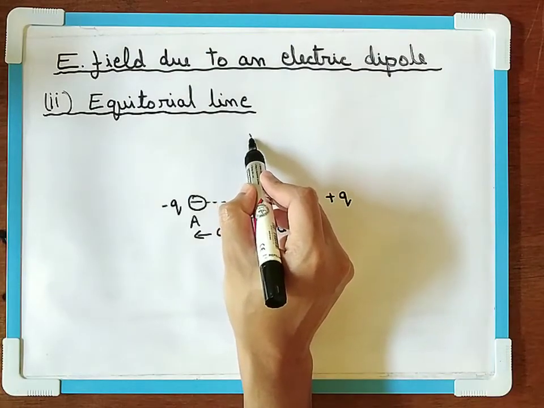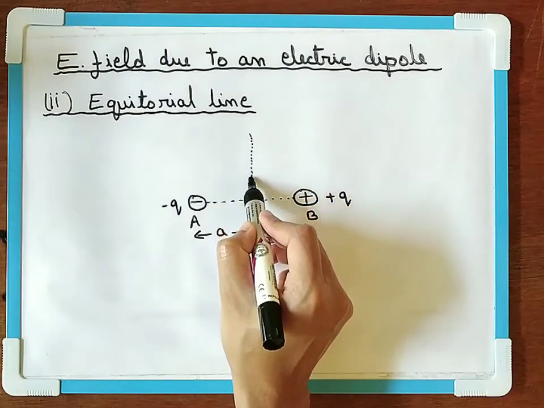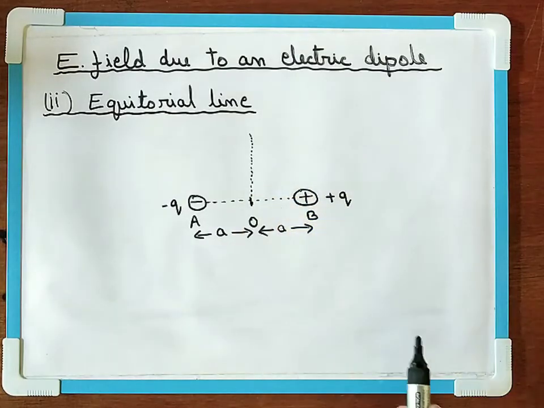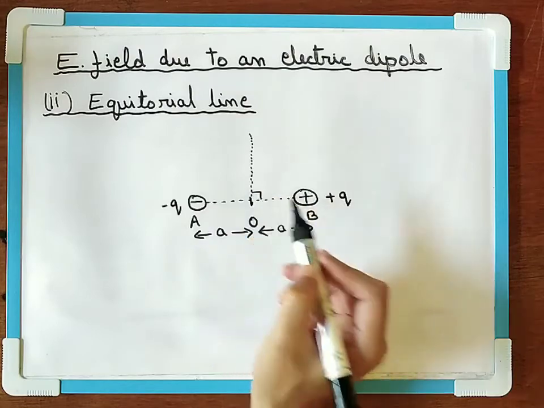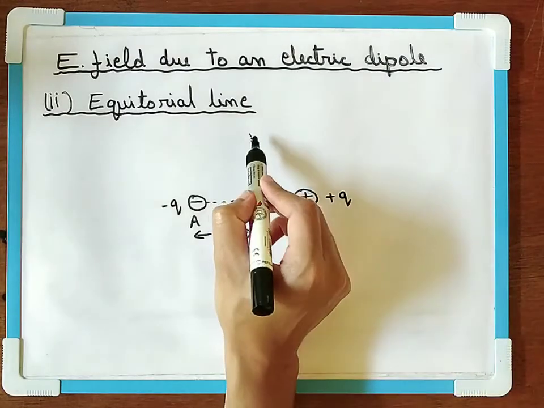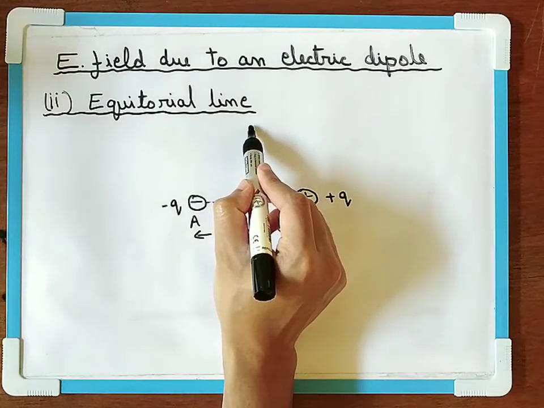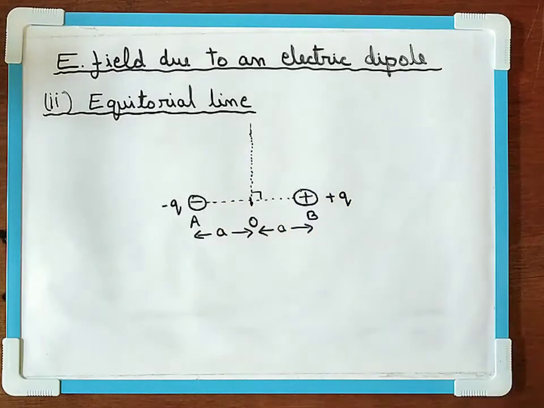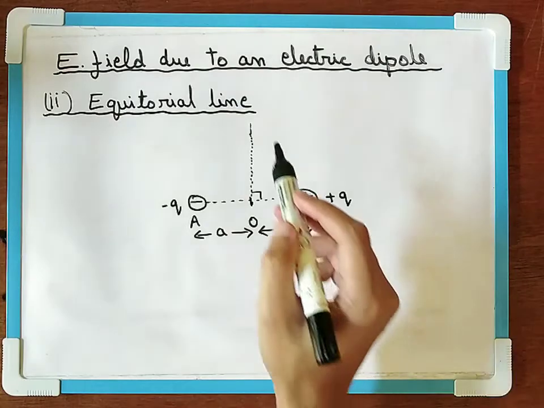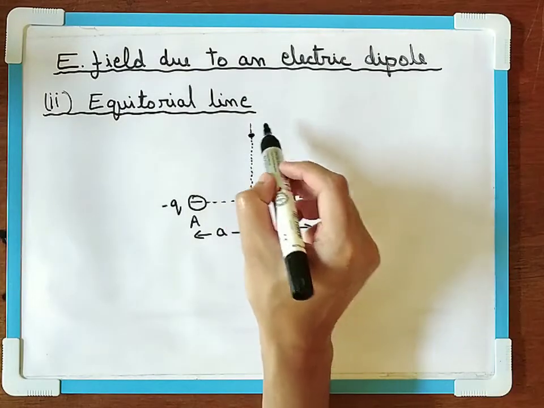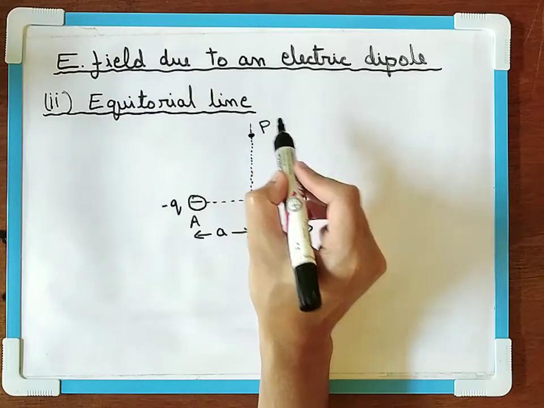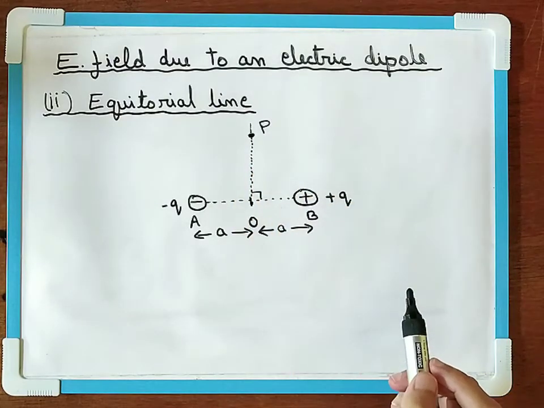Now an equatorial line is a line which passes through the center of the dipole and is perpendicular to the dipole axis. So this is the equatorial line. It's a line passing through the center of the dipole and it's perpendicular to the dipole axis. Now let us find the electric field at this point P due to this electric dipole.